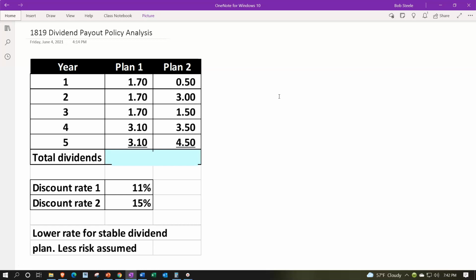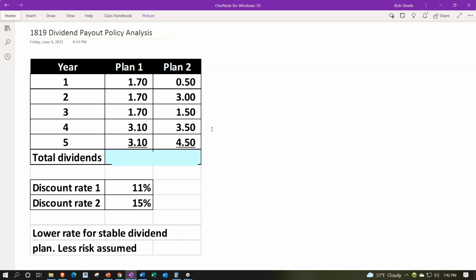Looking at one plan, Plan A, which has a fairly stable type of plan in the future, we'd be projecting dividends in year 1 at 1.7, year 2, 1.7, year 3, 1.7, year 4 jumps up to 3.1, year 5, 3.1. Then in Plan 2, we have a more volatile type of dividend strategy that's going to bounce around a bit. Year 1 at 50 cents, year 2, $3, year 3, $1.50, year 4, $3.50, and year 5, $4.50. Now, note Plan 2, again, jumps around a bit more.